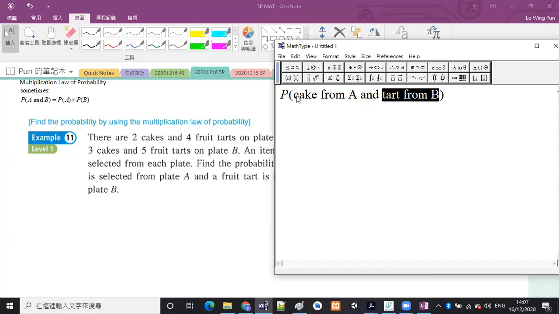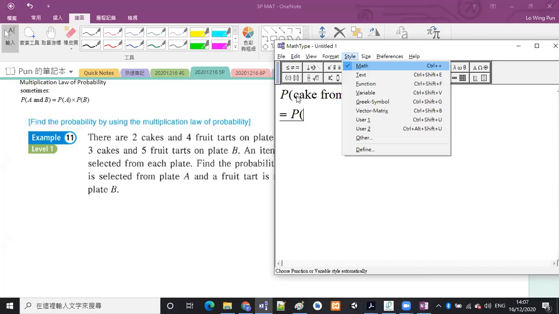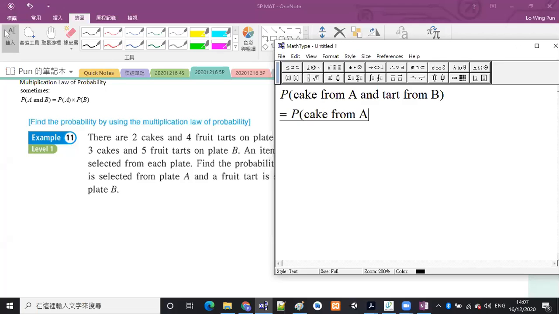Can you feel that? These 2 events are actually from different sources. Then they can be separated: P(cake from A) times P(tart from B).